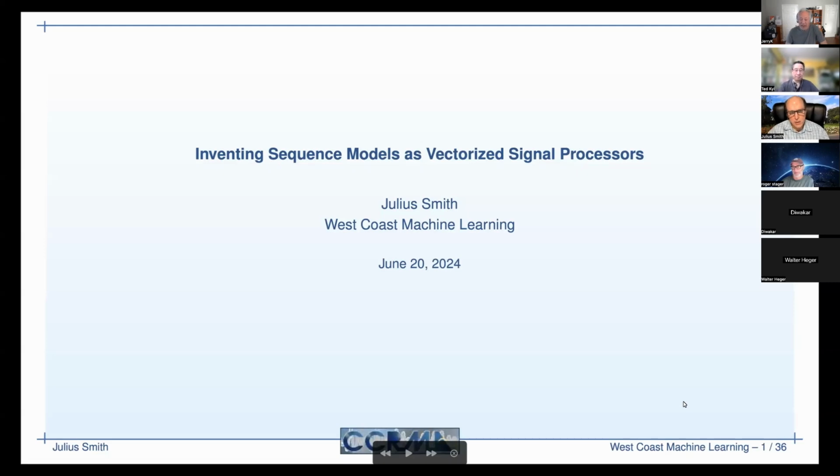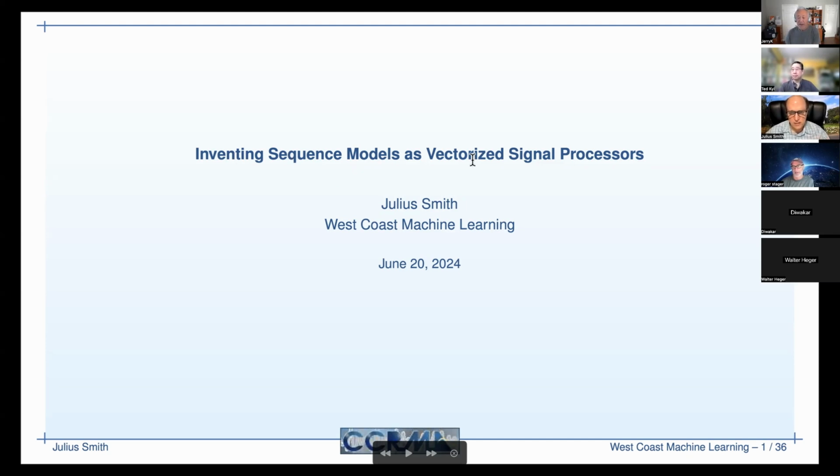Okay, this is the continuation of last week. I've changed the title slightly. I think this is a better representation of what we're talking about. It's this exercise in inventing sequence models from the point of view of vector signal processing.